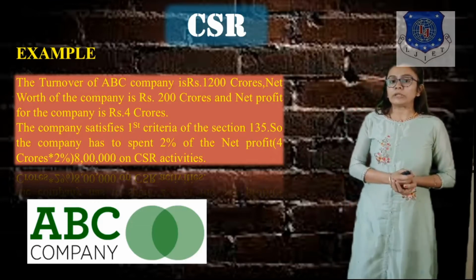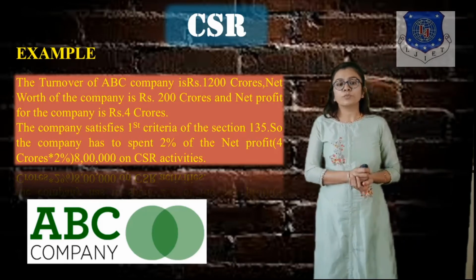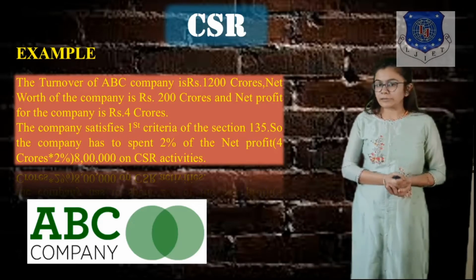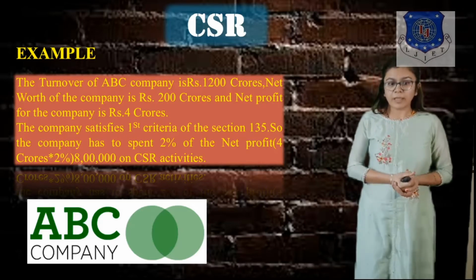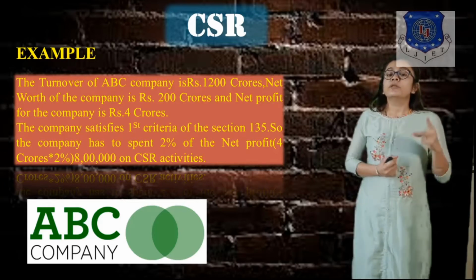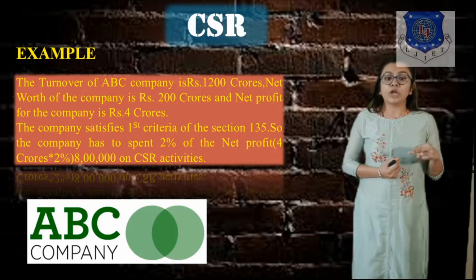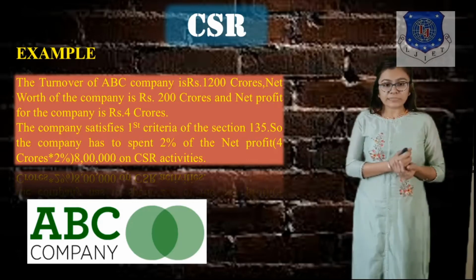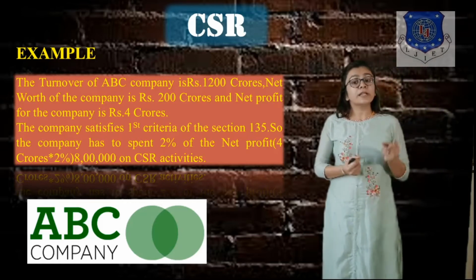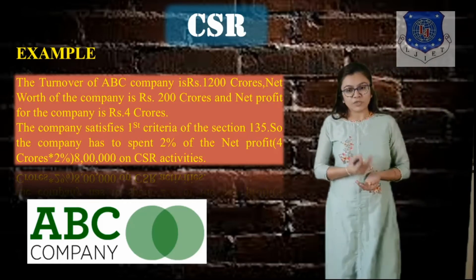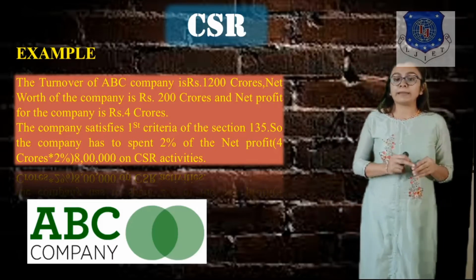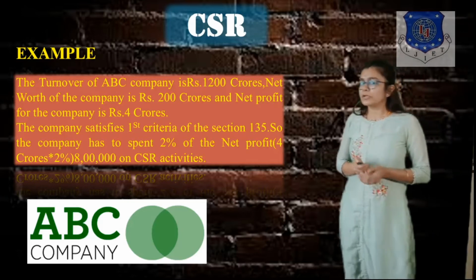And criteria number 3, net profit, which of course should be more than 5 crore. But here it is only 4 crore. Means criteria number 3 is also not satisfied. But here criteria number 1 is satisfied. So that company has to spend 2% of the net profit. What is the value of the net profit? Which is 4 crore. Means the company has to spend 2% of 4 crore, which is 8 lakh rupees. Means ABC company has to spend 8 lakh rupees for the social activities.